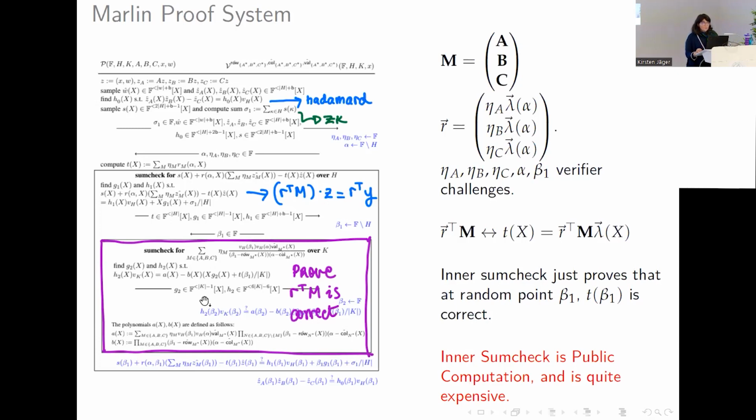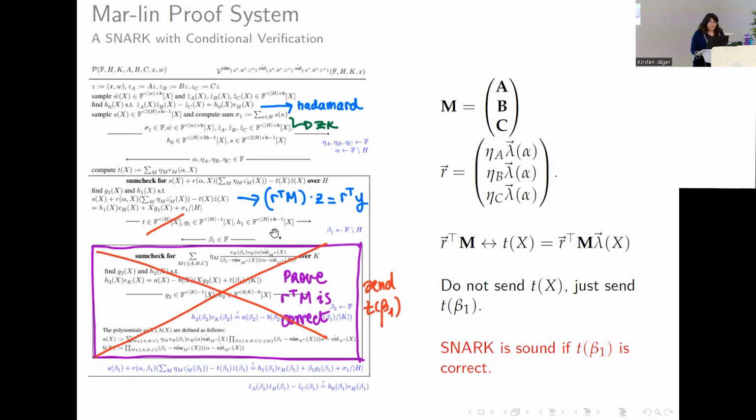And then there is a certain kind of round here that involves quite some number of operations that is really proving that this computation is correct. Okay, and this is something that the prover is doing to save the verifier some work, but in reality, the verifier could do it himself if he was willing to do this computation. Okay, so this leads us to the sMarlin proof system, where we just eliminate this round.